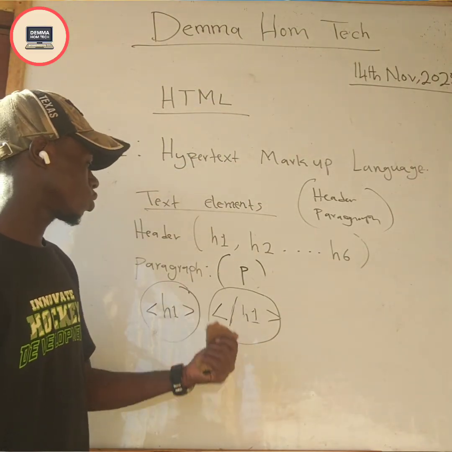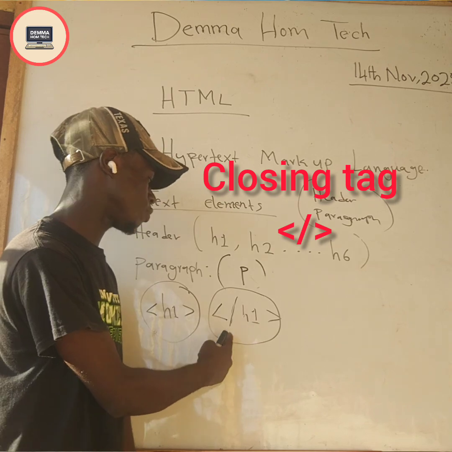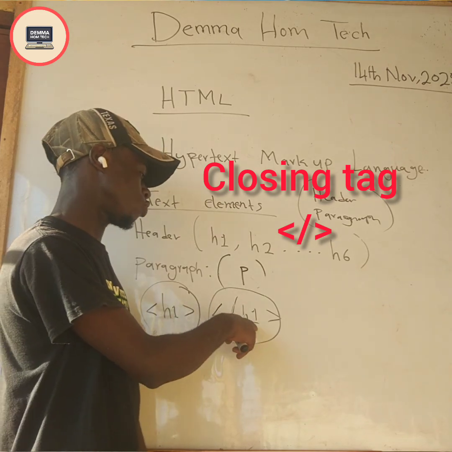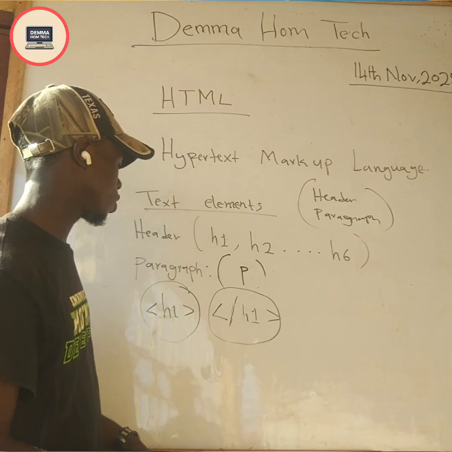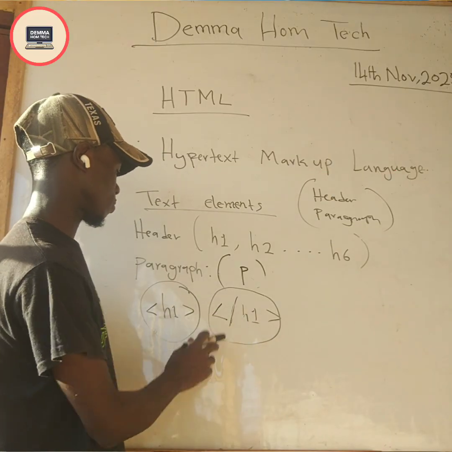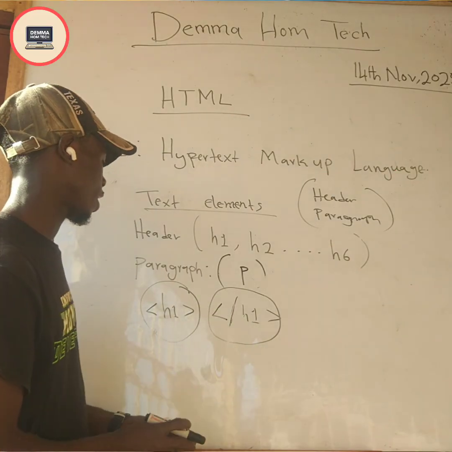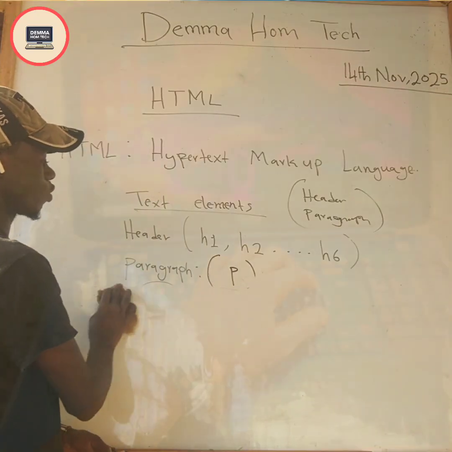So when you are writing the closing tag, you bring a slash before the element you are putting inside the tag, and that is the closing tag. So the difference is the slash. So this is how we write a header tag. So I was talking about this.